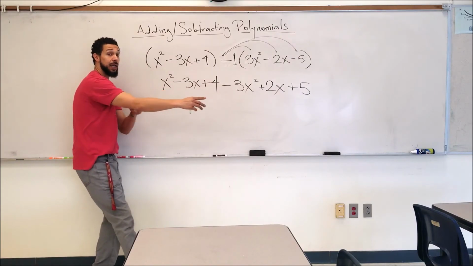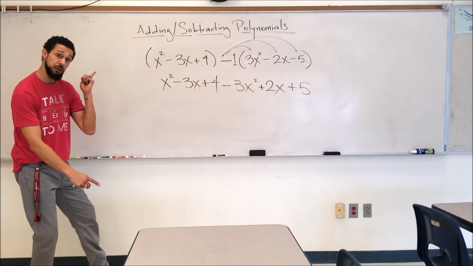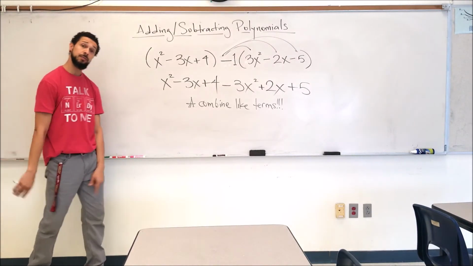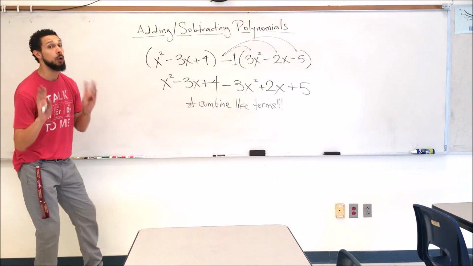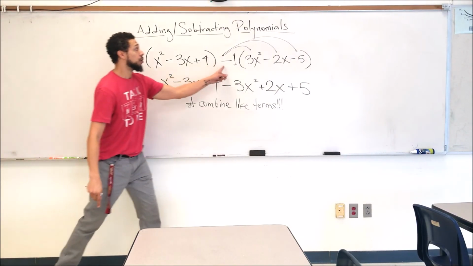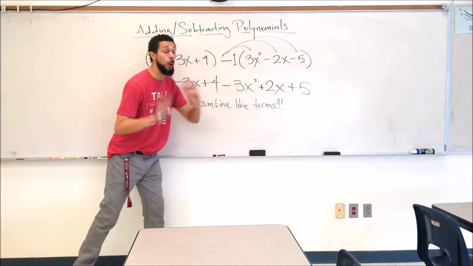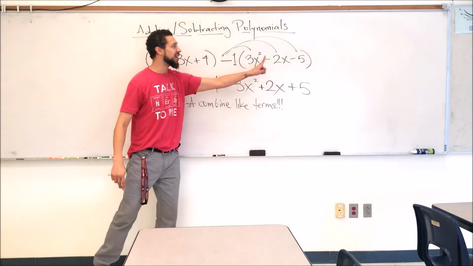Positive 5. And of course, don't forget to combine like terms. And as you see, we're going to get the same exact answers we got before. So, two things you could do. Distribute a negative 1 or change every sign.